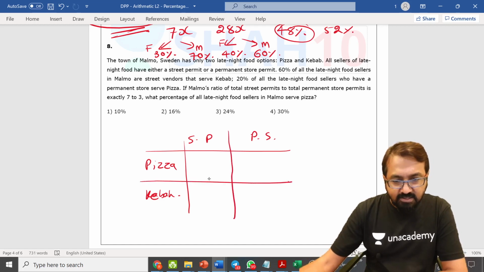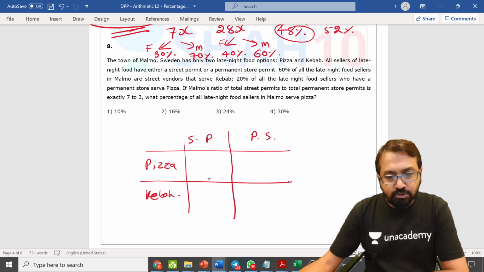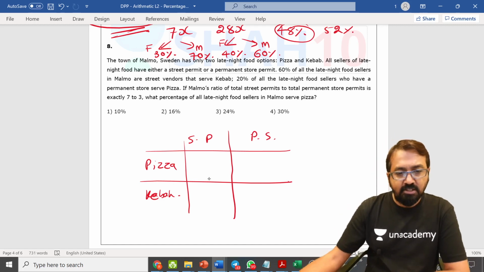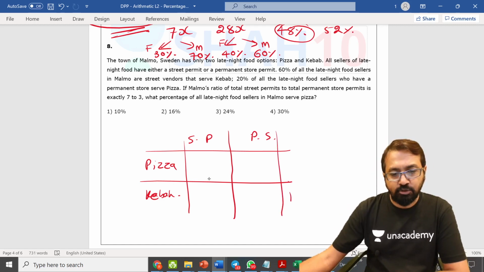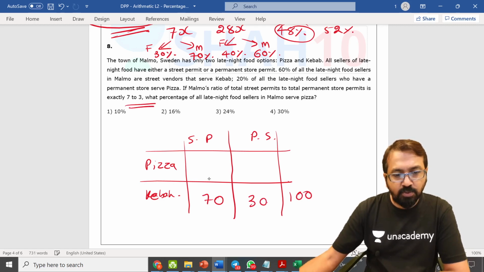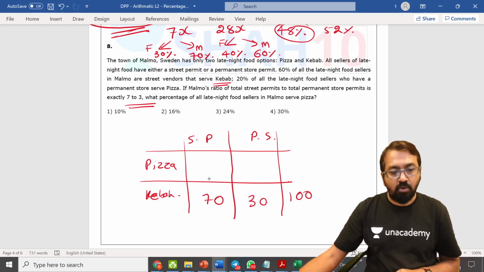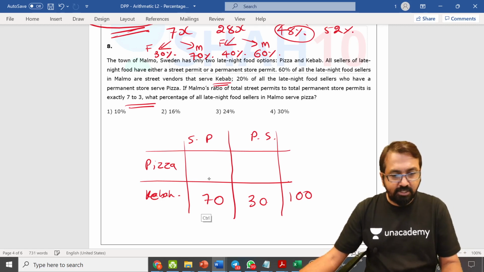Yes, here I can say exactly 7:3, if the Malmö's ratio of total street permits to total permanent store permits is exactly 7:3. Street permits to permanent permits. So if there are total 100 vendors, street permit should be 70 and permanent sellers should be 30, right? Based on this one, we have got these values. 60% of all the late night food sellers in Malmö street vendors serve kebab. So 60% serve kebab.